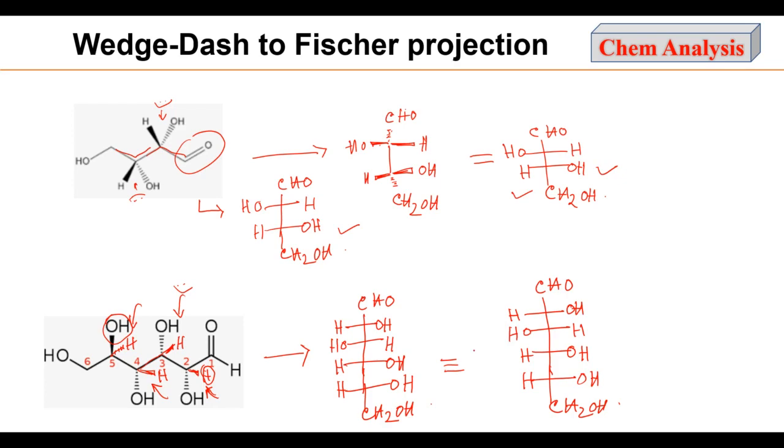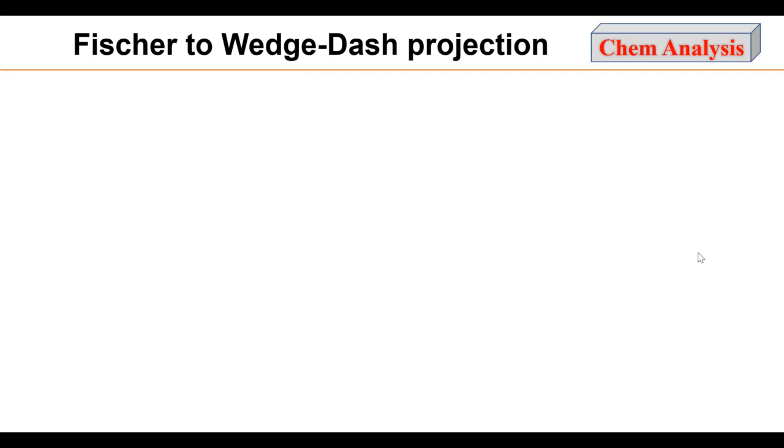Okay, now let's see how we can convert a Fischer projection formula to an OH dash formula. Now in this structure we have to convert this Fischer projection to an OH dash formula. Now this Fischer projection formula we can write like this, that is, on the vertical axis the groups will be on the below side, and the group which is on the horizontal axis will be above the plane.